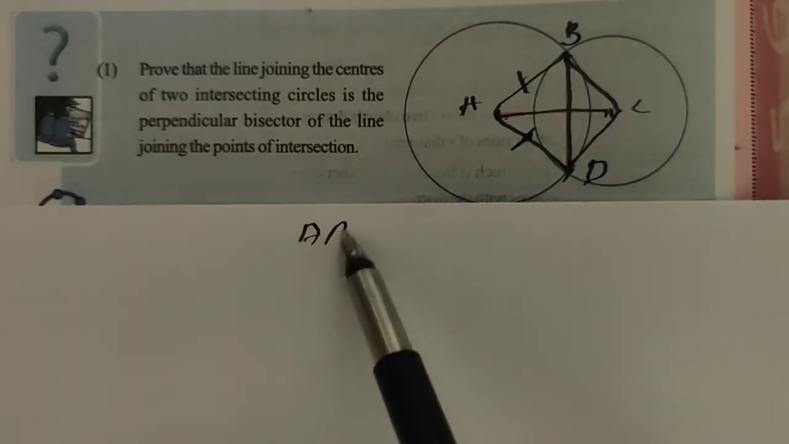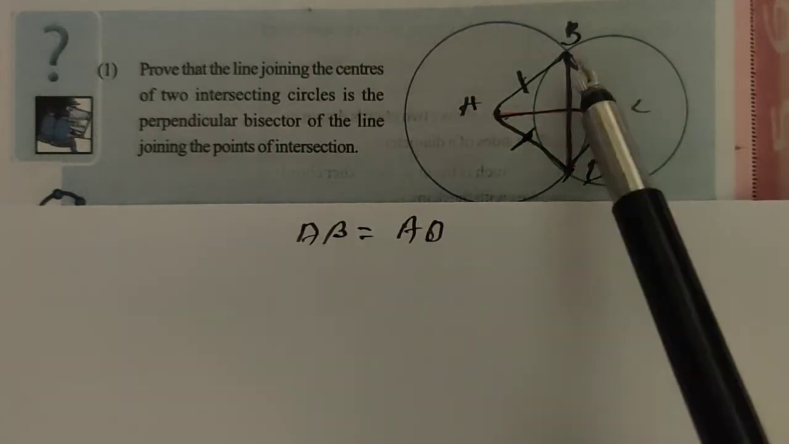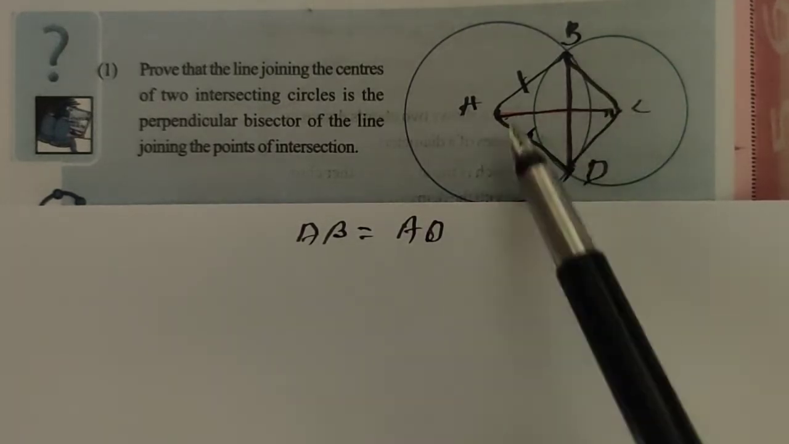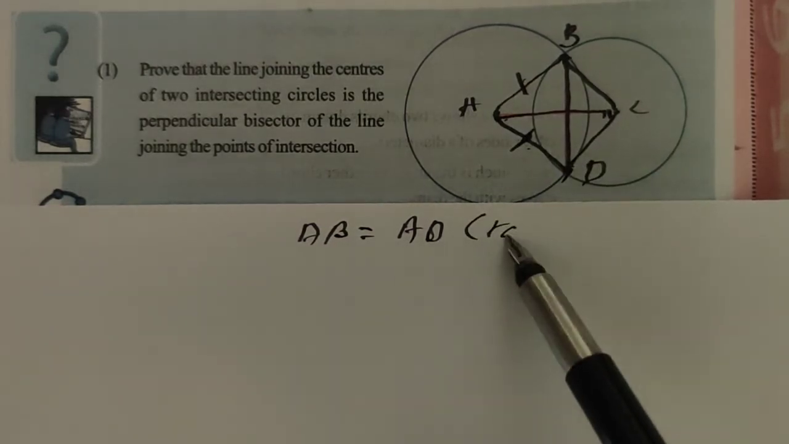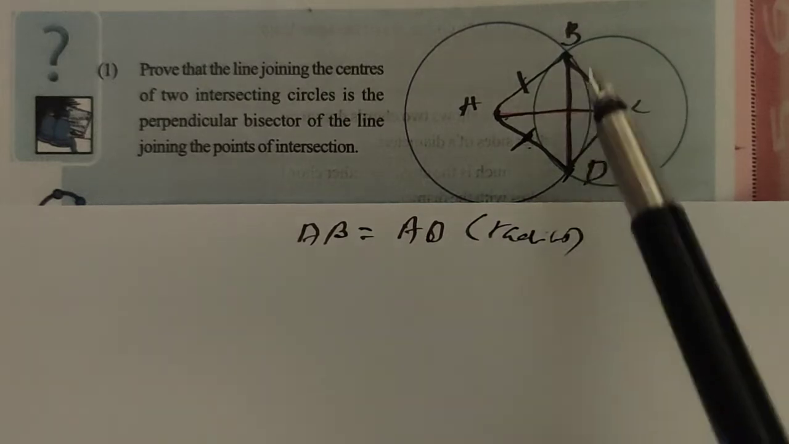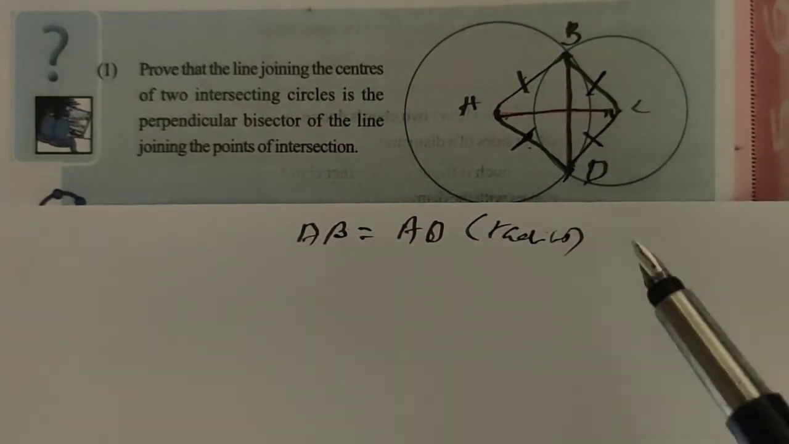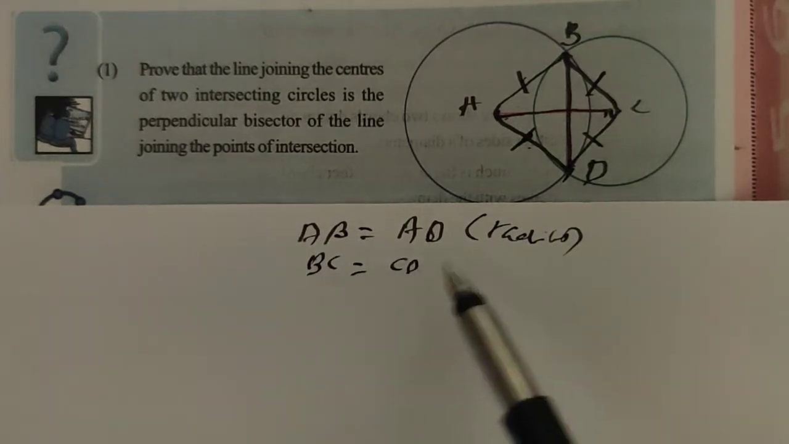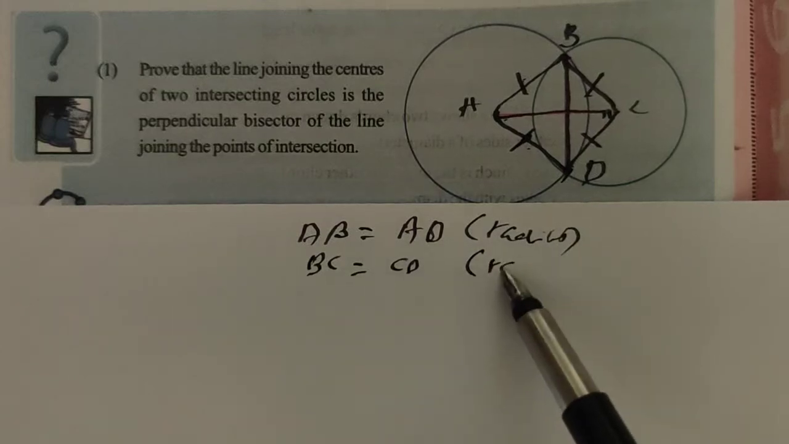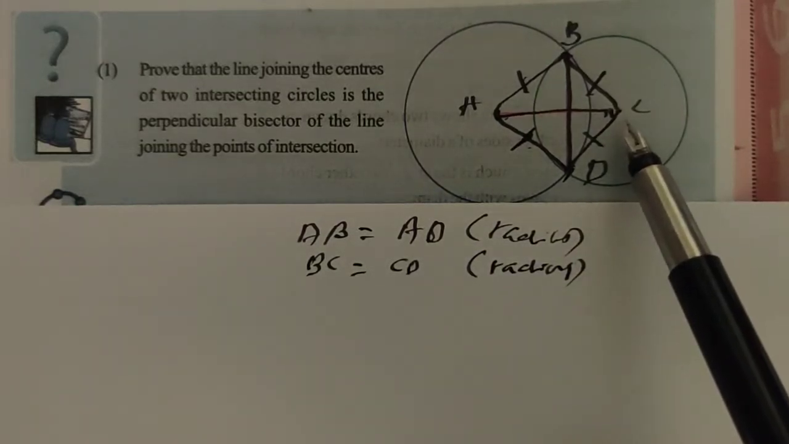Then what happened here? AB is equal to AD. We consider two triangles, the upper triangle and the lower triangle. This AB and this AD are equal. What is the reason? That is the radius of the same circle. In the same way we can say BC is equal to CD. What is the reason? That is also the radius of the second circle. They are equal.